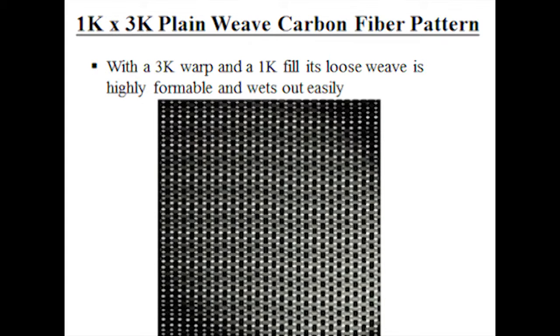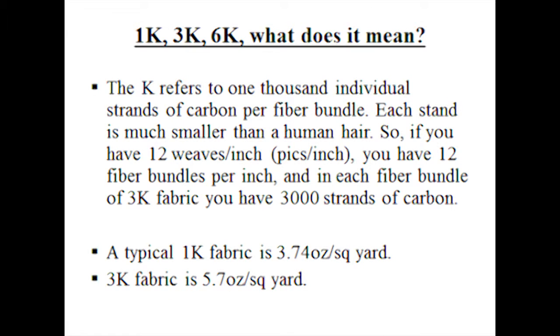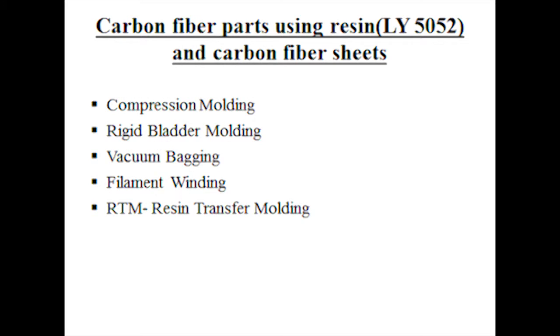Next is the 1K into 3K plain weave carbon fiber pattern, which is 3K warp and 1K fill. It is highly formable and wets out easily. Now moving toward the strength of carbon fiber, it depends on the 1K, 3K and 6K strengths. 12K means 12 bundles per inch, and each bundle can contain 1000, 3000, 6000 or 12,000 strands of carbon. Next is carbon fiber parts using resin LY5052 and carbon fiber sheets.